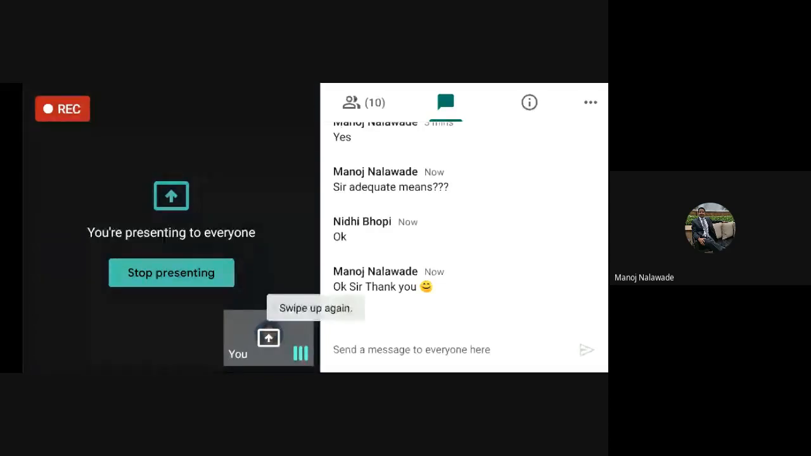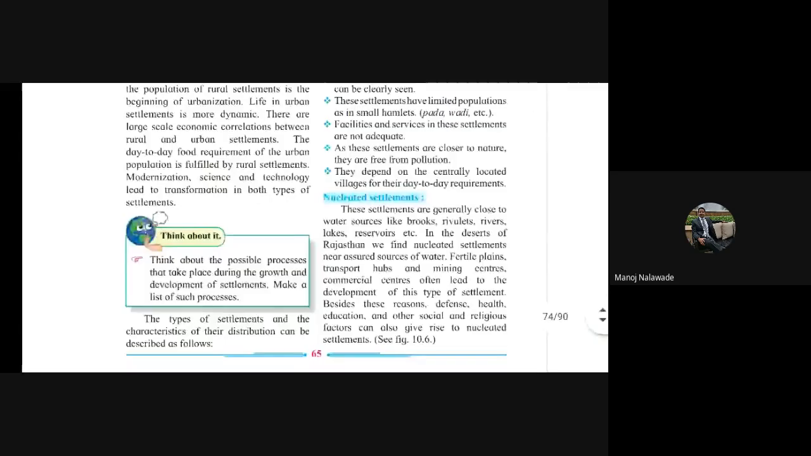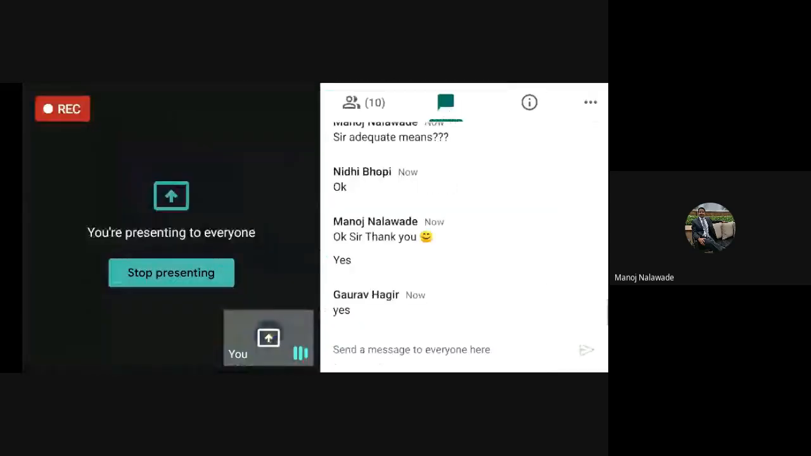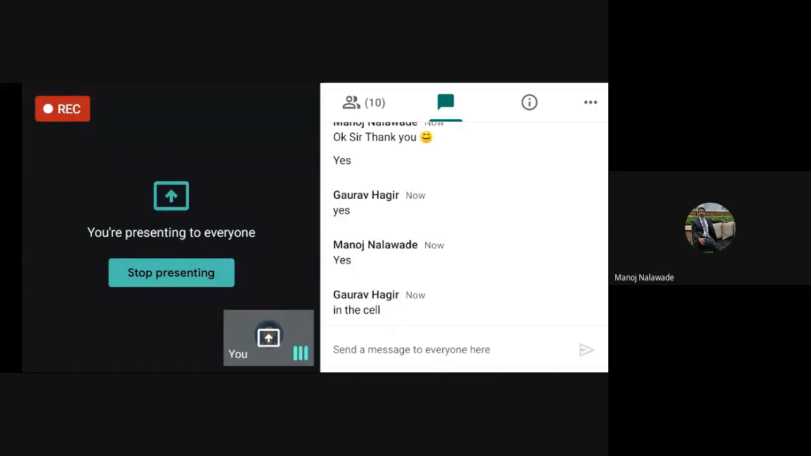You might have heard about the nucleus. There is a nucleus in a cell, a human cell or a plant cell, right? Yes, Gaurav has heard about it. What about the others? Basically, the nucleus is at the center. Yes, it is in the cell. So the word nucleated comes from that nucleus.